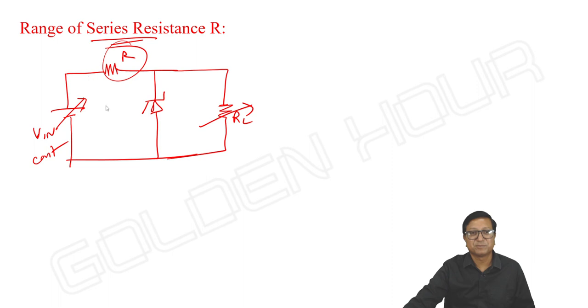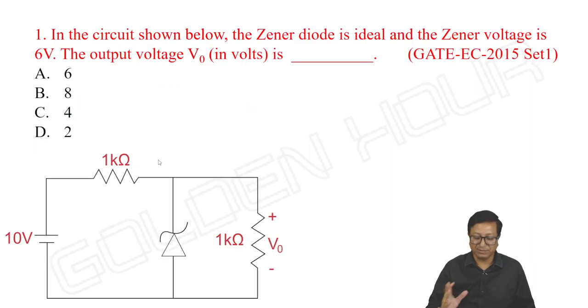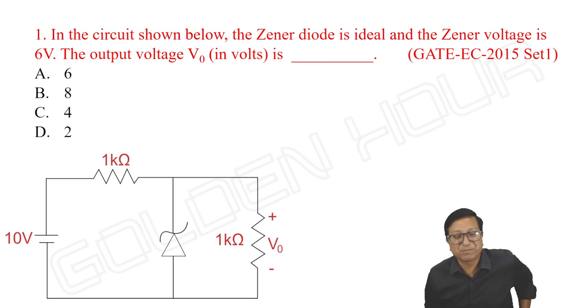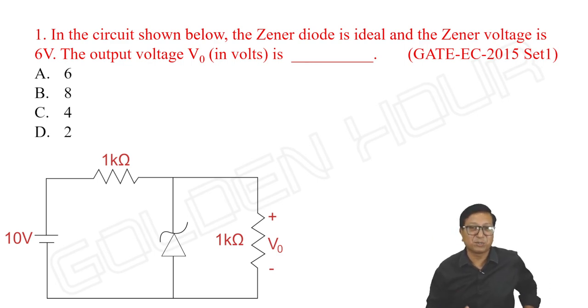See this problem, the very first question. Before going to the analysis, I'm starting with a problem. Every time I did analysis, next I go to the problems. But here there is a small twist. That's why I'm doing it so. Why? To find the range of R.